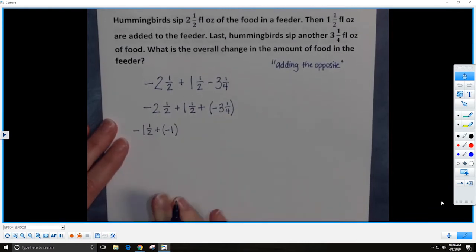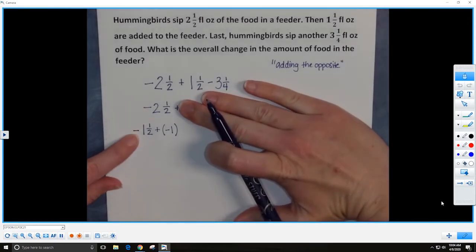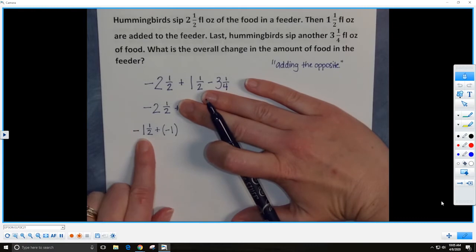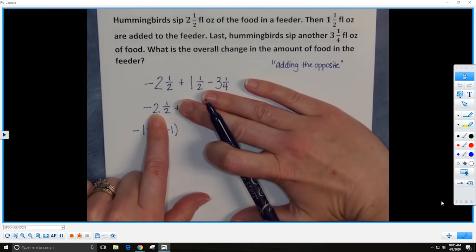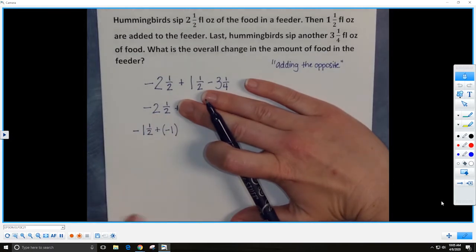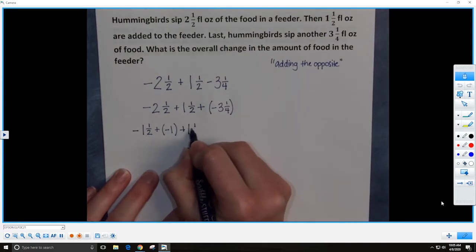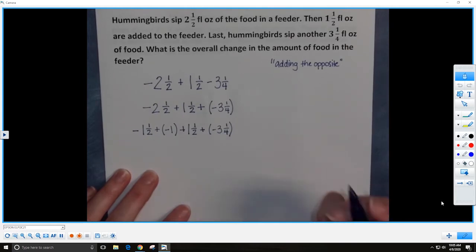So before we move on with the rest of this expression, let's concentrate on why this can be decomposed. I'm not changing the value of this number. I'm just decomposing it and writing it in a way that will make my addition and subtraction a little bit easier as we move along. So negative 1 1/2 plus negative 1 does equal negative 2 1/2. We've just decomposed it to make our work a little bit easier. I'm going to continue on with writing the rest of this expression. So plus 1 1/2 plus negative 3 1/4.